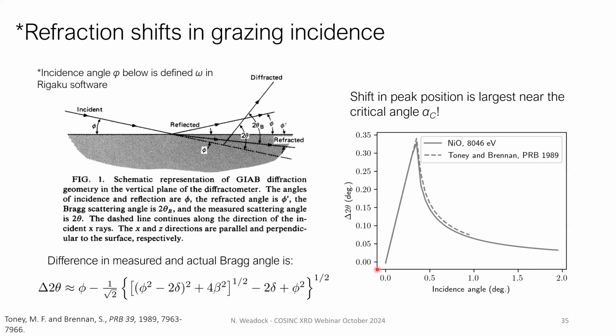And I bring this up because if you plot this out for your known materials, then your shift in the peak position is largest at the critical angle. So I'm showing here the reference. This was an iron oxide, and then I've calculated it for nickel oxide, and they're pretty similar at copper energies, but we see how much you can have an offset.